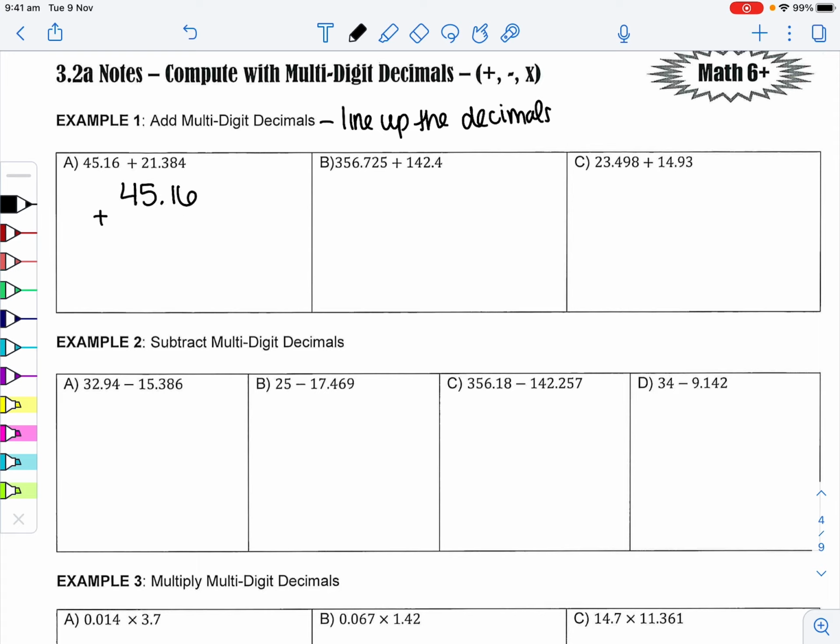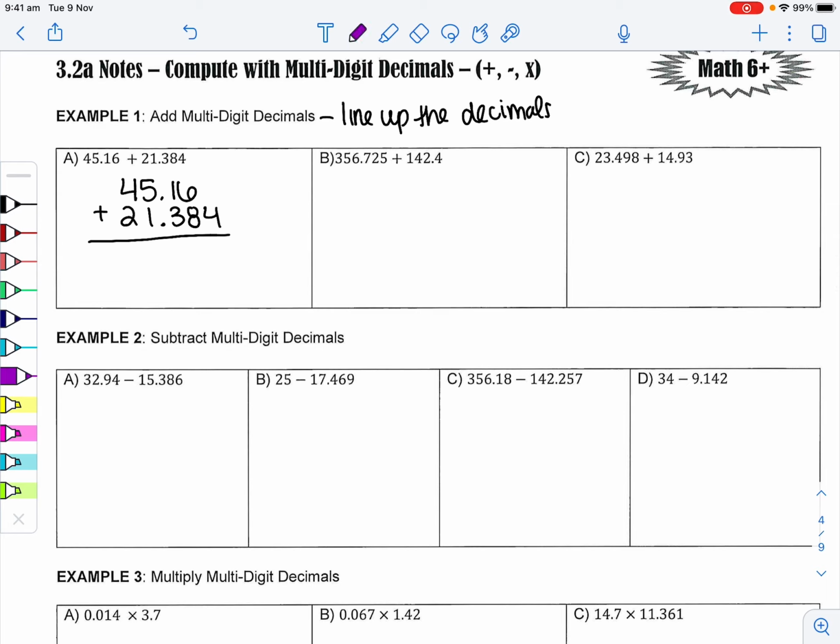45.16 plus 21.384. And I have to line up those decimal points. So you'll see that the decimal points right here and right here are in line with each other. Okay. What this shows me is that I have to add a 0 next to the 6 to make the place values match. So now I can add.